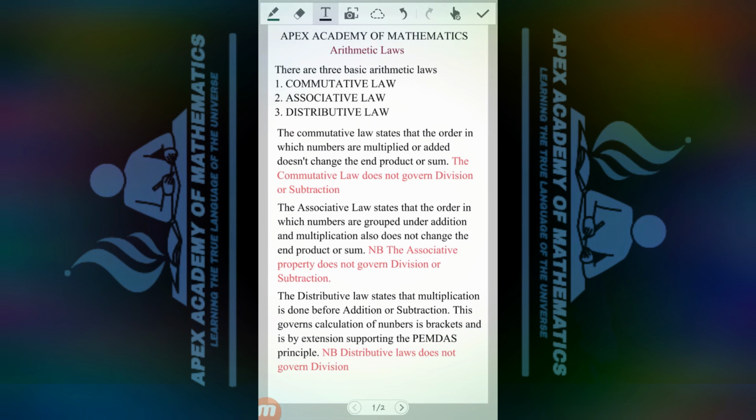All right, so let's look at the first one, which is the commutative law. As I've defined here for you in basic terms, the commutative law states that the order in which numbers are multiplied or added does not change the end product or sum. And I've placed in red here something that you must know, that the commutative law does not govern division or subtraction. So let's put a visual example of what the commutative law is saying on the next page.